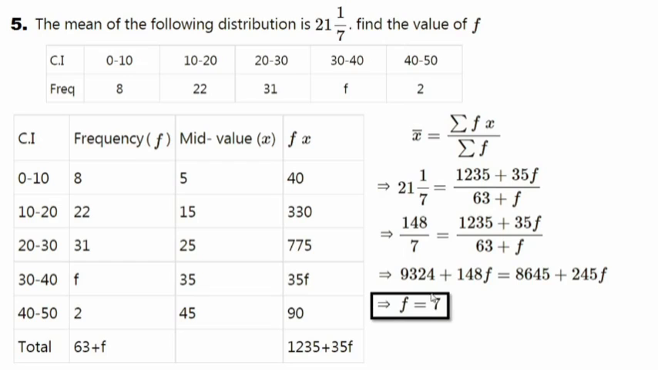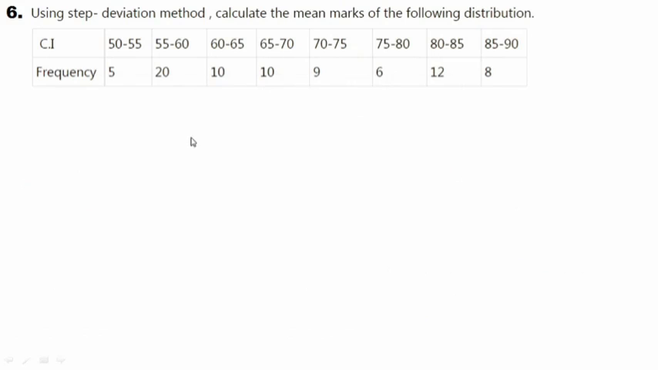Okay, and when you solve it, you will get that the value of f turns out to be 7, right? So pause the video and note down your solution. Let's have another question. Here you are going to use the step deviation method. You have to calculate the mean using the step deviation method. So let's see how to find this.